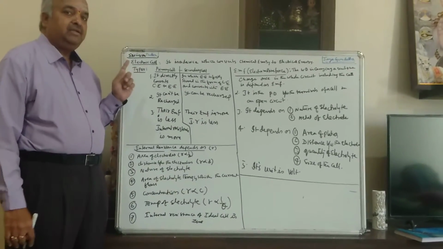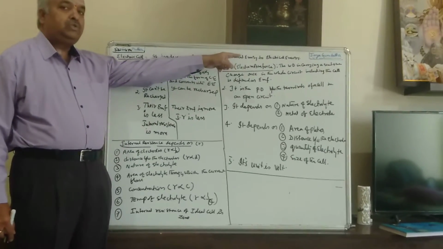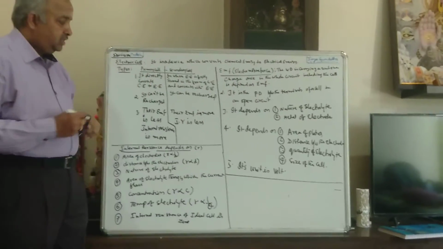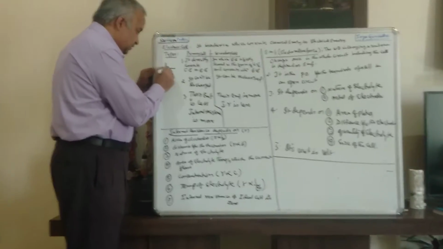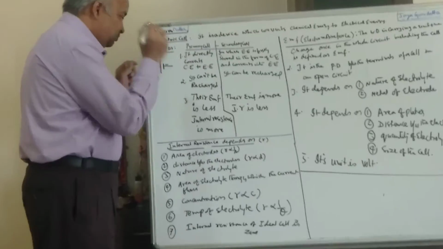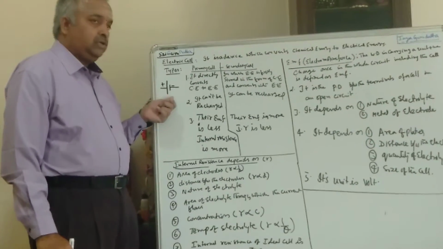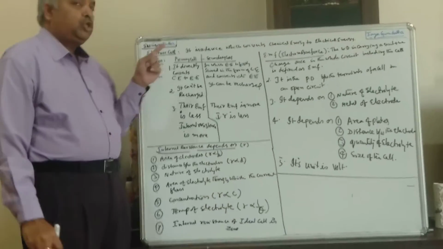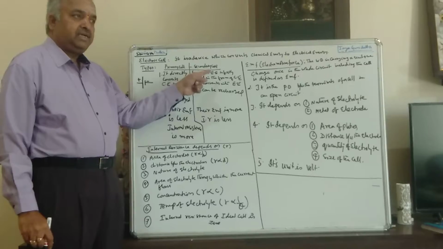What is meant by a cell? It is a device which converts chemical energy into electrical energy. It is denoted by this notation. This is plus, this is minus. These are the electrodes, the positive electrode and the negative electrode. There are two types of cells: number one, the primary cell, and the other one, the secondary cell.